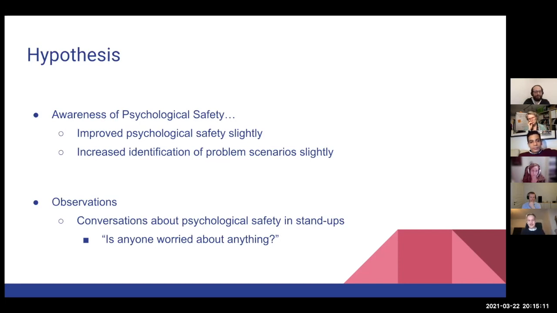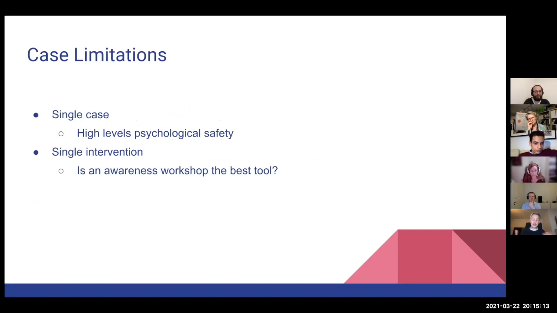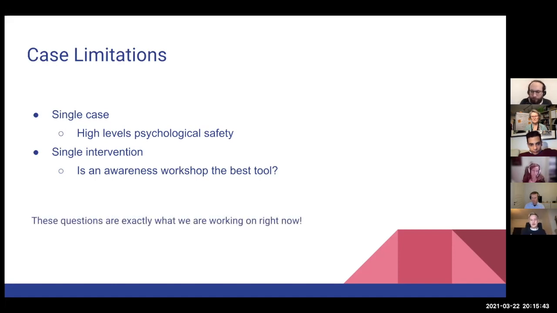But as I mentioned, this was an exploratory introductory case for us, and so there are some limitations. First of all, we're talking about a single case. We had two teams, but it's the same company. And they had very high levels of psychological safety, and so that might change a lot of things. Secondly, we tried a single intervention. We decided on this awareness workshop based on our own experience, but is that the best tool for improving psychological safety? Well, these exact questions are what we're working on right now.